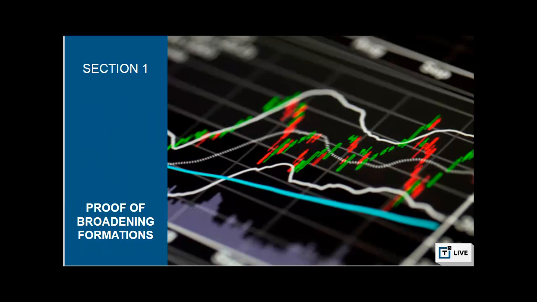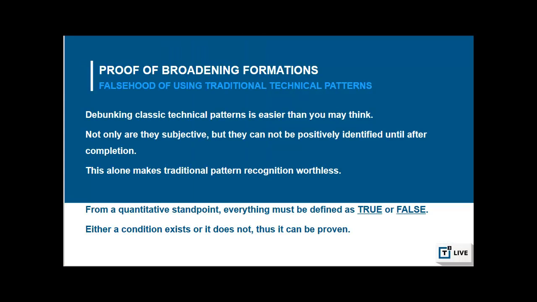Section 1, proof of broadening formations. So, the proof of broadening formations and the falsehood of using traditional technical patterns. Because debunking classical technical patterns is easier than you may think. Not only are they subjective, but they cannot be positively identified until after completion. This alone makes traditional pattern recognition absolutely worthless. Right? From a quantitative standpoint, everything must be defined as true or false. If-then statements, true or false. Either a condition exists or it does not. Right? And thus can be proven.